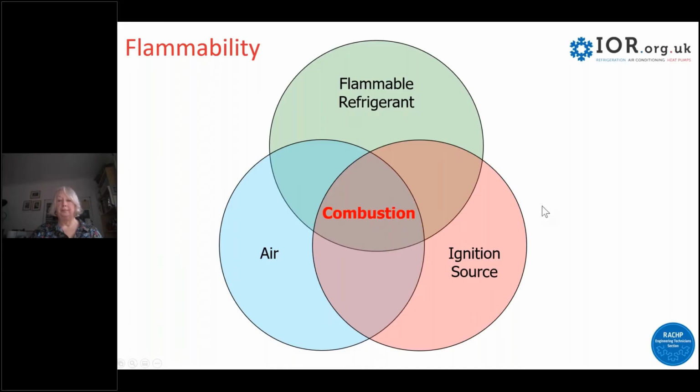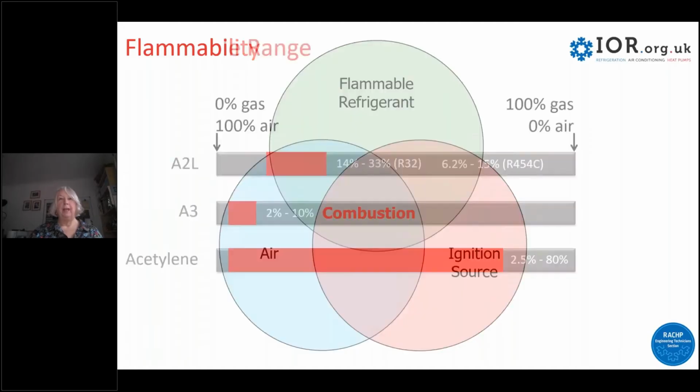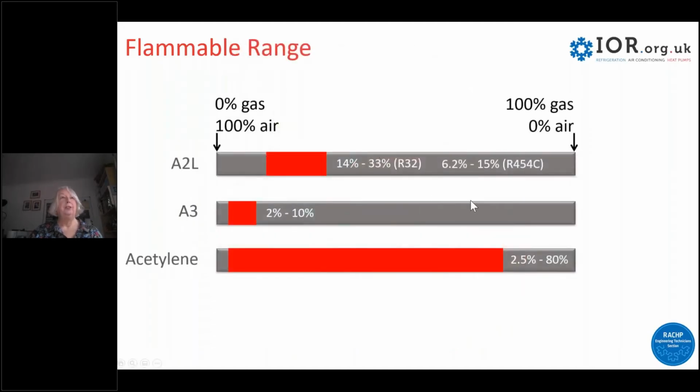That mixture of air and refrigerant is different for the A3s, like the hydrocarbons, and the A2Ls. So for the A3s, you need less refrigerant to start to become flammable, so around about 2% of refrigerant in air, whereas for the A2Ls, you need more refrigerant to become flammable. So for R32, for example, a very widely used A2L refrigerant, you need 14% to start to become flammable, to come into this range here where you're flammable.